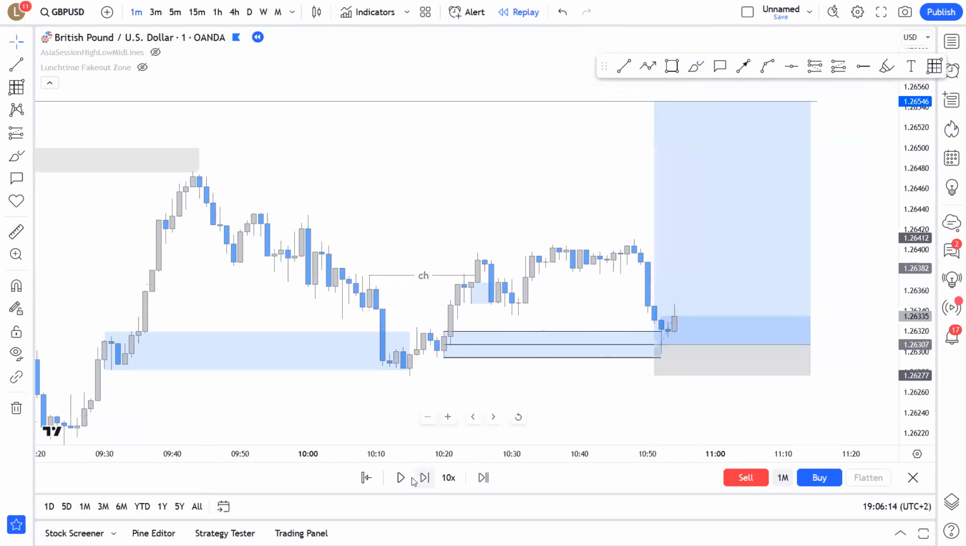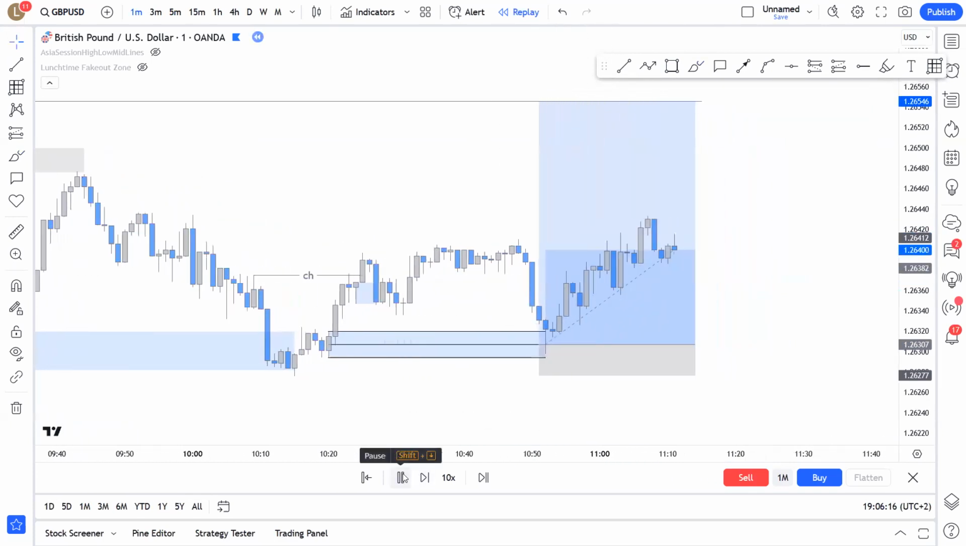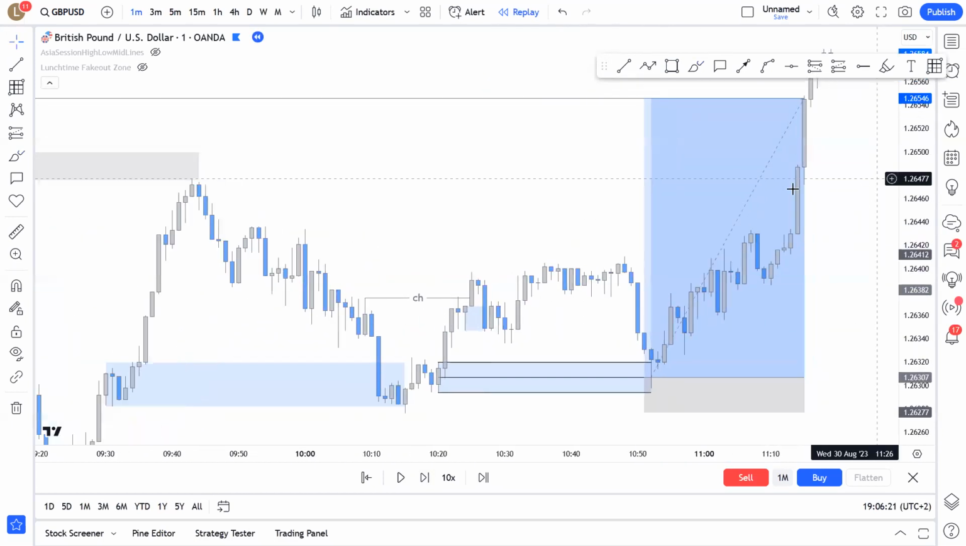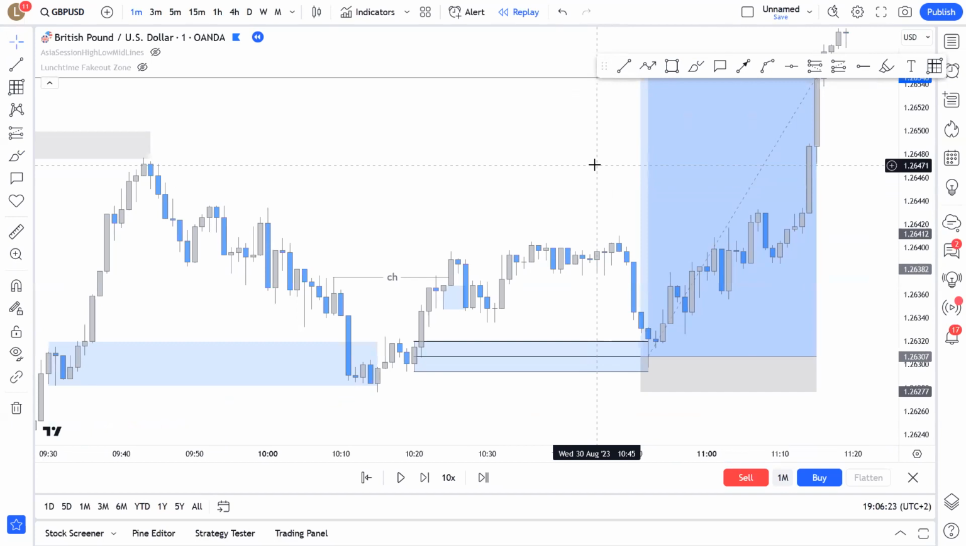So yeah, a 9 criteria trade, letting it run, bam, 1 to 8, full TP, done. 5K profit on this trade. So it was a perfect day again.